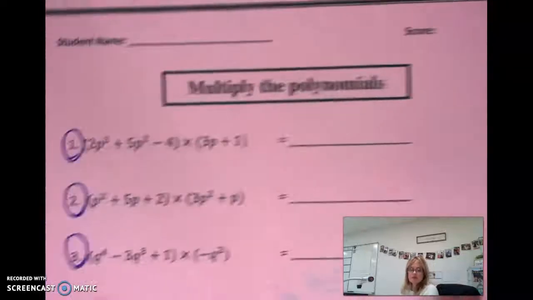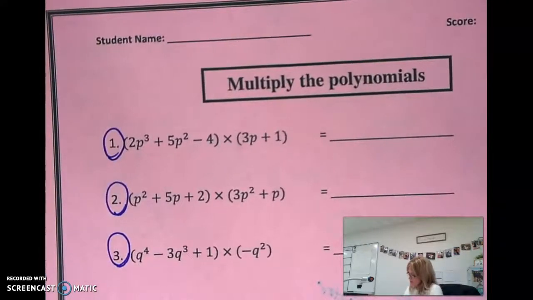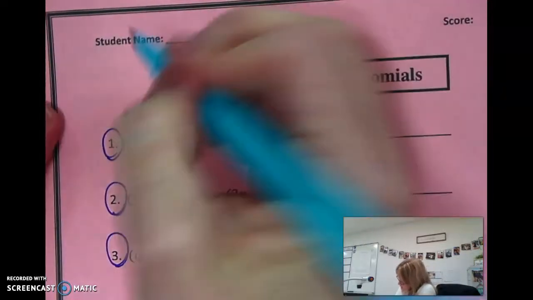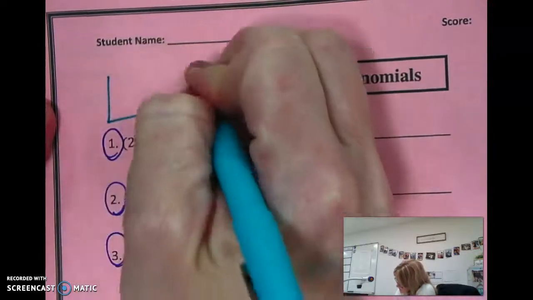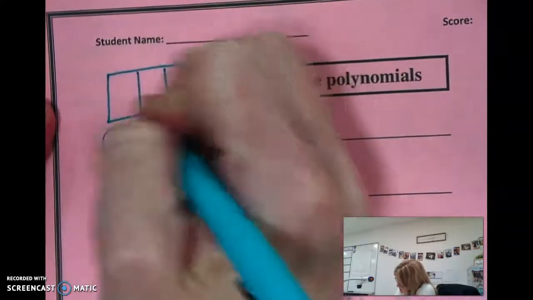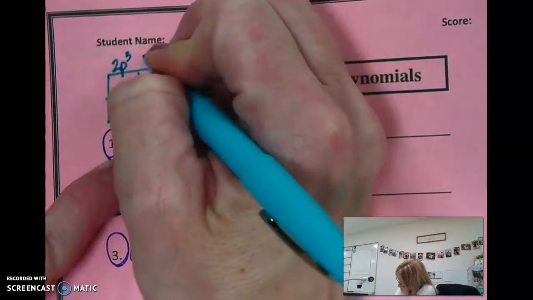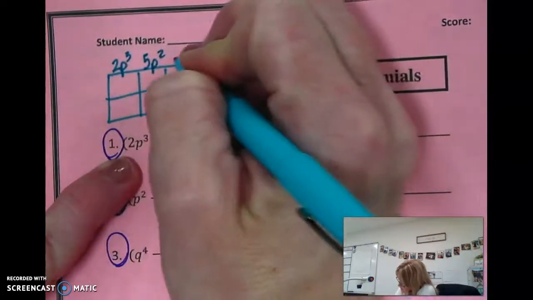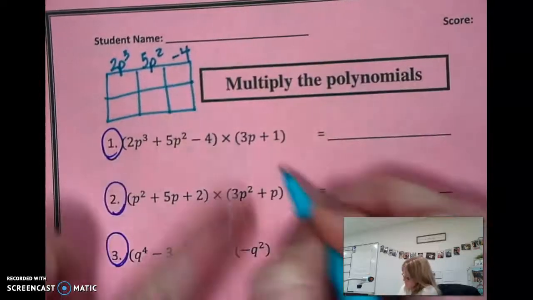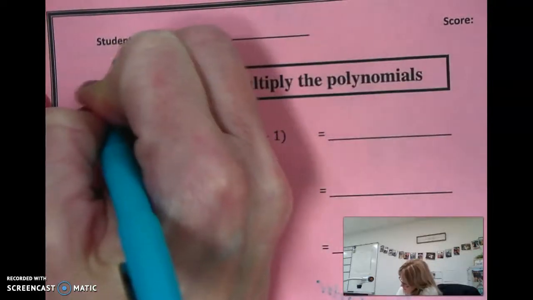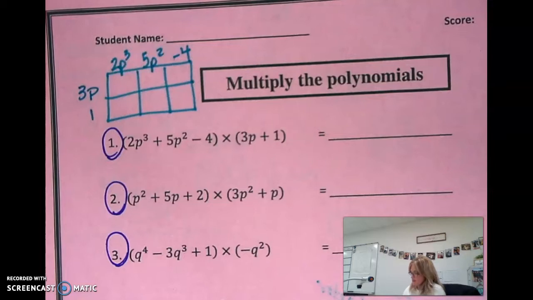How do we multiply polynomials? Some of you like to double distribute. Some of you like to set up the box method. So this would be 2p to the 3rd, positive 5p squared, and a negative 4. This would be 3p and a positive 1. And now we multiply within our boxes.